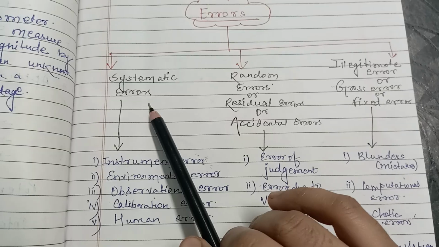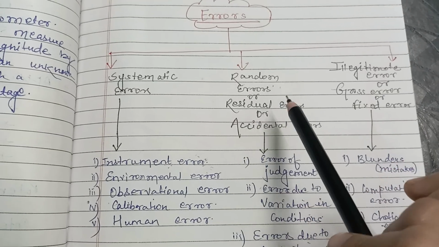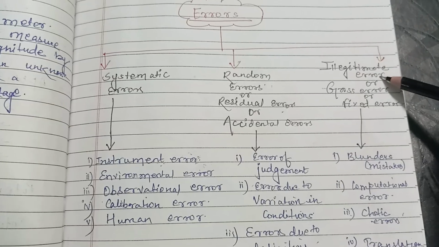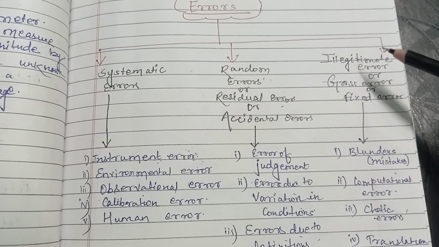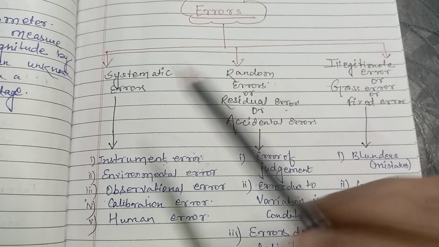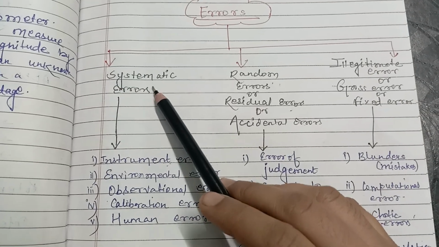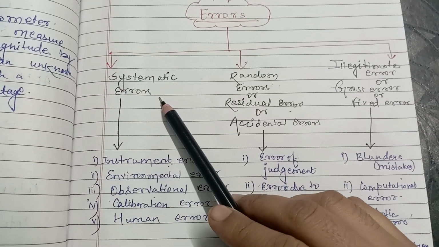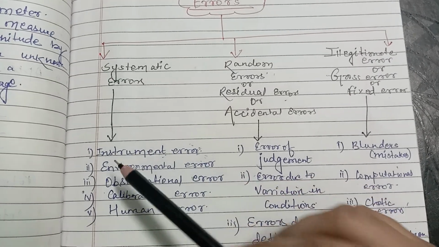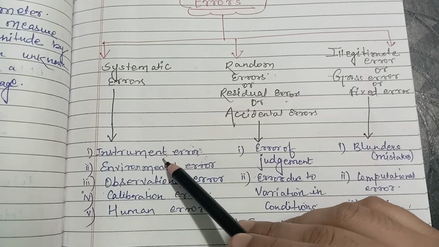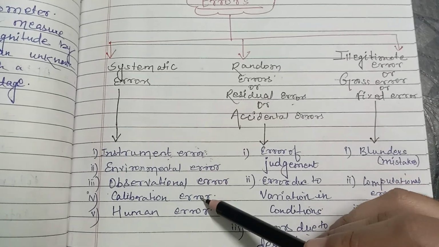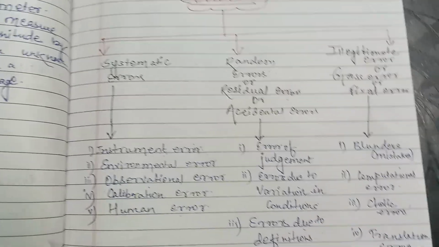One is the systematic error, the second is random error, that is also called residual error or accidental error, and the third one is gross error, that is also called illegitimate error or fixed error. See, systematic errors are those errors that are consistent and predictable. So basically, systematic errors are instrument error, environmental error, observational error, calibration error, or human error.